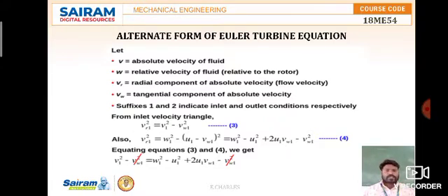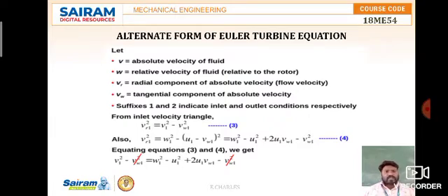So now coming to this alternate form of Euler turbine equation. Let us see one by one. V is equal to the absolute velocity of fluid, W is equal to the relative velocity of fluid relative to the rotor, and Vf is equal to the radial component of absolute velocity, the flow velocity. Next is Vw, the tangential component of absolute velocity, which is nothing but the whirl velocity.